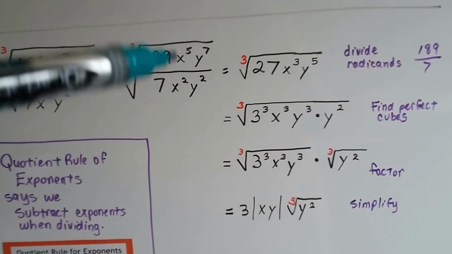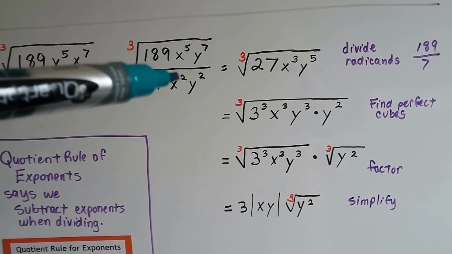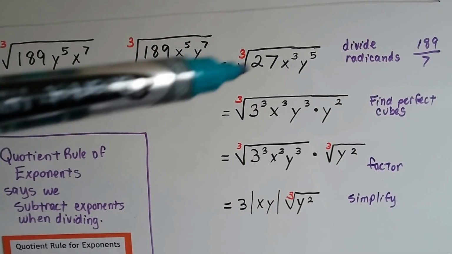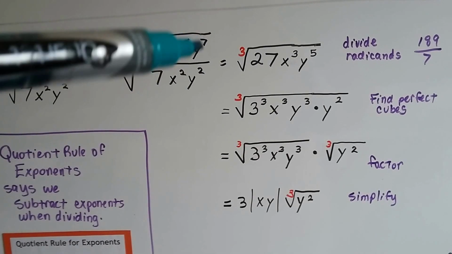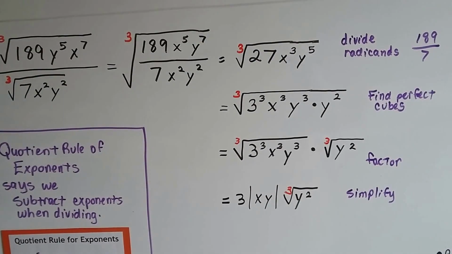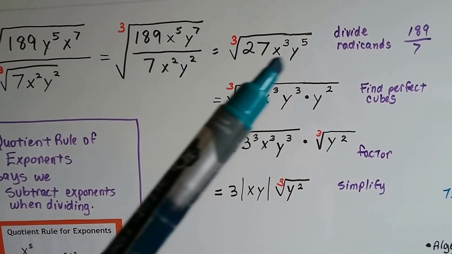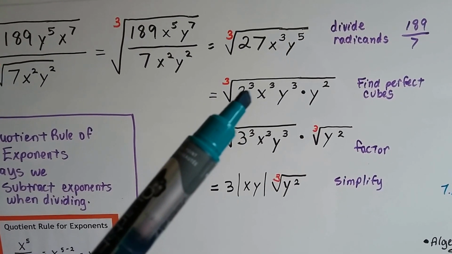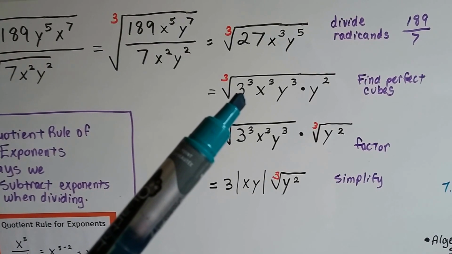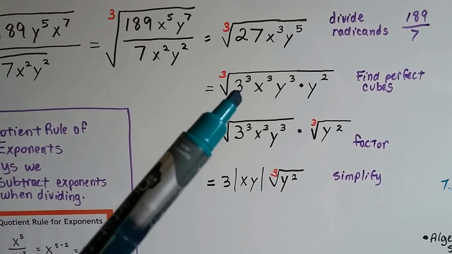Now what we do is we subtract. So x to the fifth, take away x squared, is going to be x to the third. And this 7 minus this 2 is going to give us a 5. So now, because this is a cube root, we need to get cube roots in here. So 3 to the third power, 3 times 3 times 3 equals 27, so that's perfect.